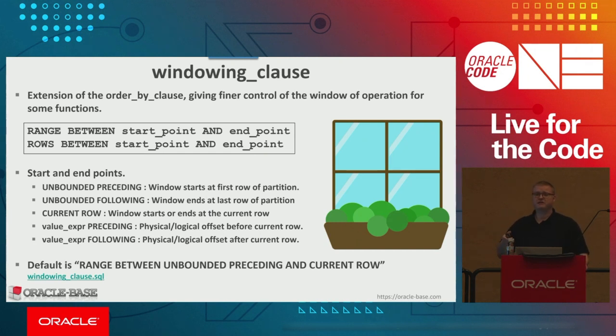The thing that tends to screw everyone over the first time they use this is this. The default windowing clause is range between unbounded preceding and current row. So as soon as you put an order by in, you get this. If you don't understand that's what it's doing, it can be quite confusing. And I'm going to show you a really silly example now of a mistake you could easily make, and I've made this, and why it's so confusing if you don't understand that.